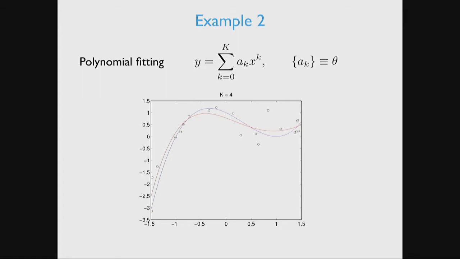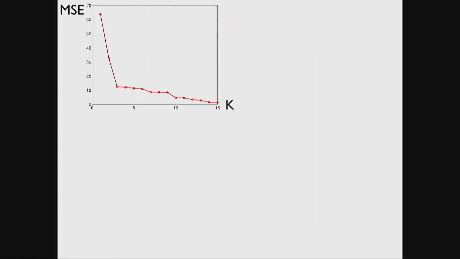So how do we do this in practice? Because how do we know where to stop? So this is just another way of saying it: here I calculated the mean square error, so the error between my polynomial and my data points, and as I increase the order of the polynomial, it drops, and eventually will go to zero, right?